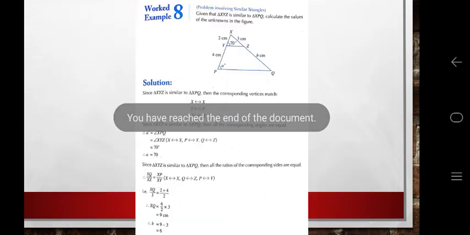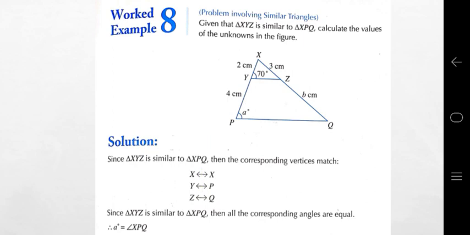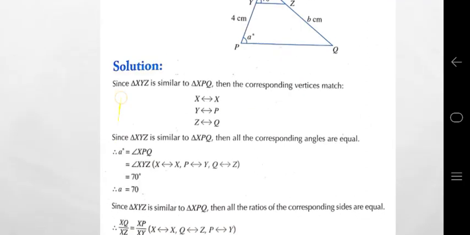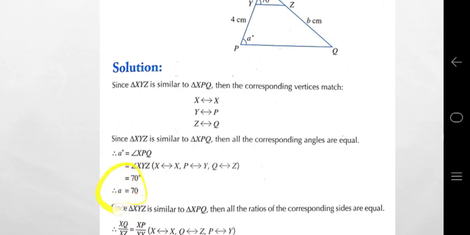Now the last one, example 8. Similar triangles, we can see this small triangle is similar to this big triangle. Given that they are similar, calculate the values of the unknowns. So how many unknowns here? One angle and one side. Okay, let's do this. Because this is 70, this should be 70 also. Very easy, right?